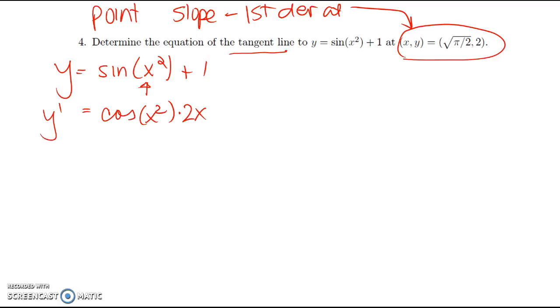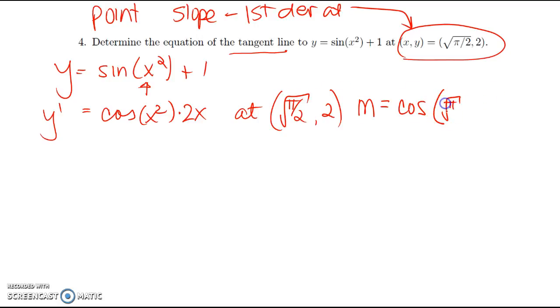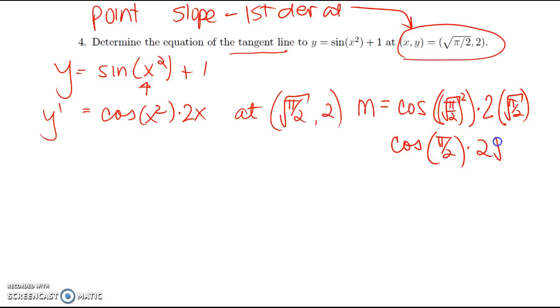At this point, and I'm not sure how you're supposed to know unless you can use your calculator, but I'm going to say the slope is the cosine of the square root of pi over 2 squared times 2 times the square root of pi over 2. Well, the square root of pi over 2 squared would be the cosine of pi over 2 times 2 times this radical.